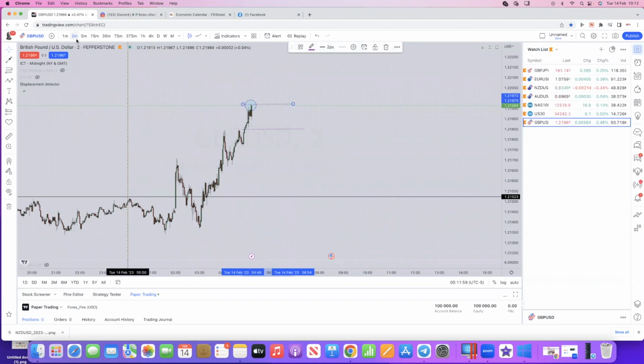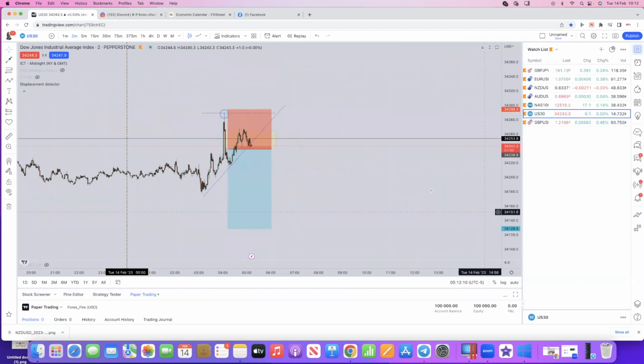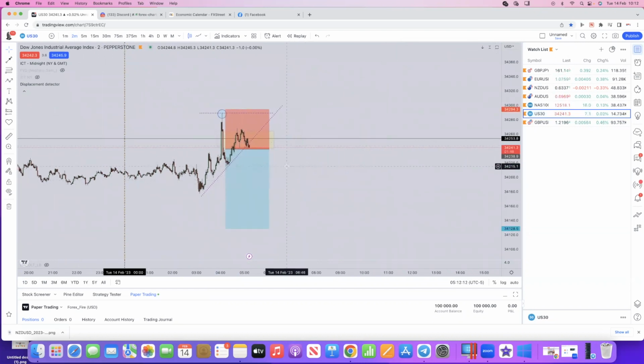The GBP/USD seems to just be continuation to the upside. Okay, the US 30, however, is now starting to come back into the break-even area, which is nice to see, to be fair. We may get that 1 to 2 eventually play out on this.